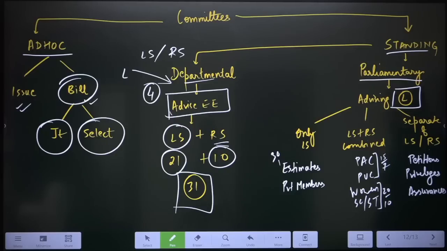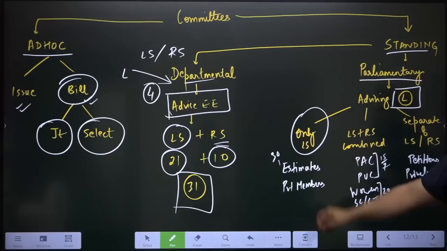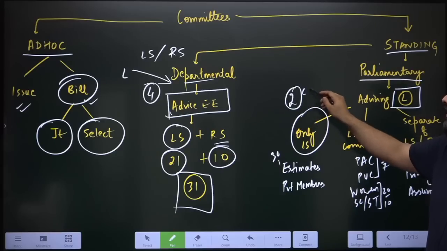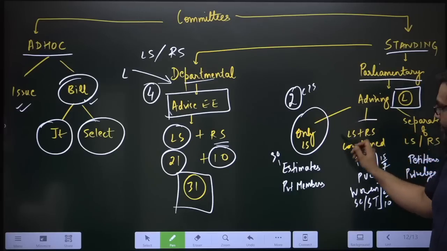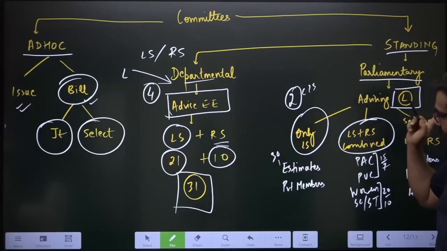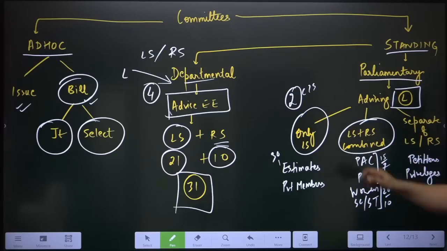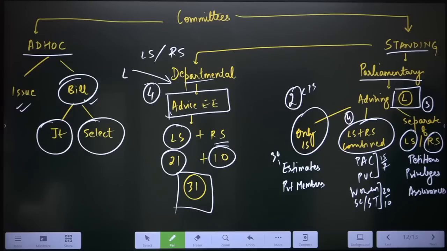So what do they do here? There are essentially three kinds of parliamentary committees. One which only comprises members of the Lok Sabha, rule number 2, center stronger than the states. One which has members of Lok Sabha and Rajya Sabha in the same committee. This is nothing but rule number 4, checks and balances. And the third is a separate committee for Lok Sabha members and a separate committee for Rajya Sabha members. This is rule number 3, separation of powers.